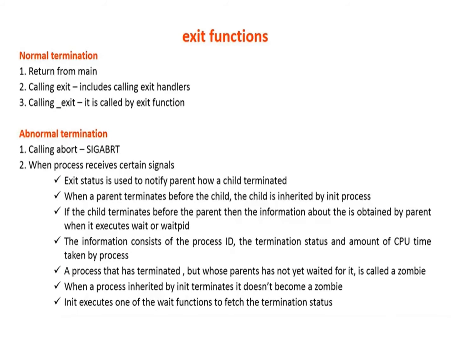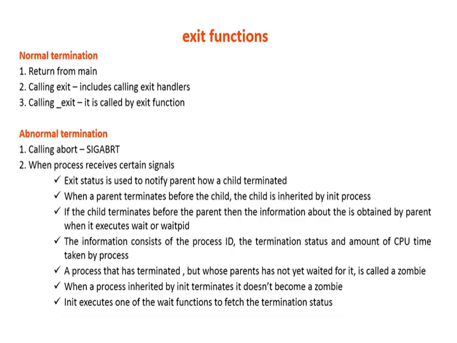Then next is exit functions. Already we have seen that exit will be done in two forms, normal termination and abnormal termination. In normal termination, the first one is the return from main. If you call return from main, that process will normally be terminated. The second form is by calling the exit function, which includes calling exit handlers, and another form is calling _exit. We have seen the difference: exit is going to perform the cleanup operation and then return to the kernel, whereas _exit returns to the kernel immediately.